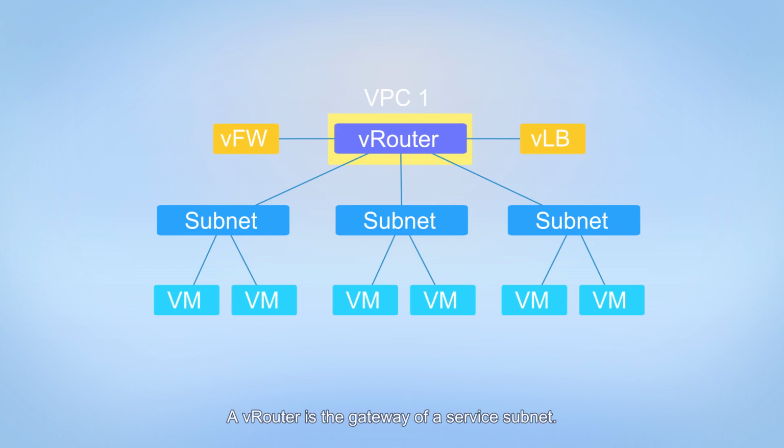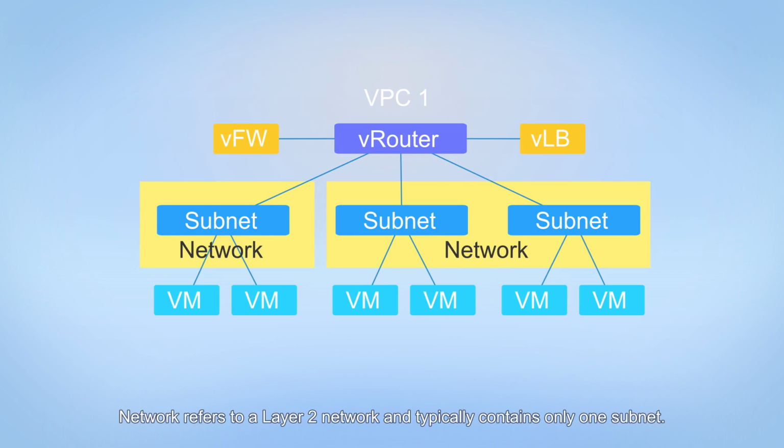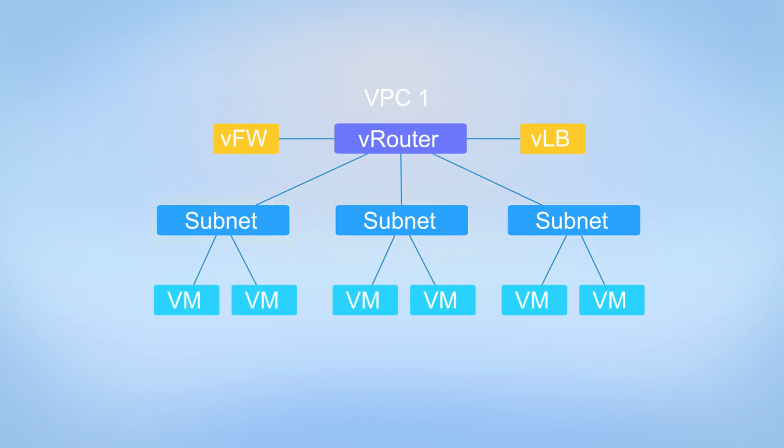A vRouter is the gateway of a service subnet. It is used for layer 3 communication between subnets. A VPC can have only one vRouter. Network refers to a layer 2 network and typically contains only one subnet. In sharing mode, the network can contain multiple subnets. However, this element is presented in the native OpenStack service model.